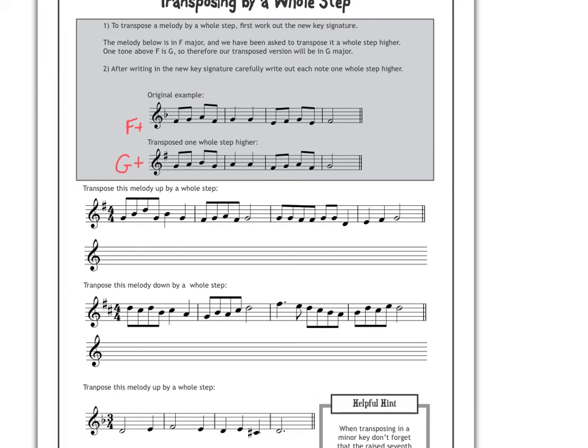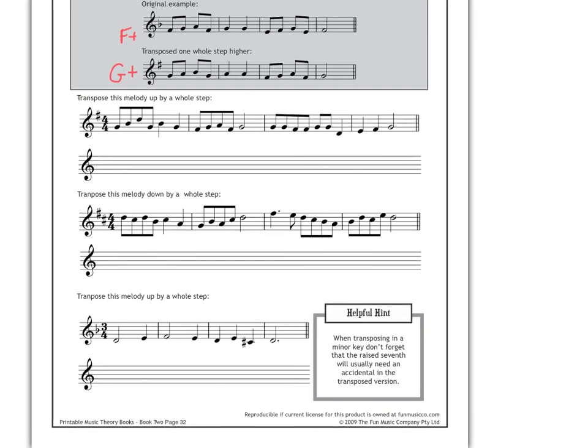So there's your short 5-minute lesson on transposing by a whole step. All right, so try using that skill. It's just 2 steps to do this. Two little steps. Transpose a melody, work out the new key by using the original tonic and finding the new tonic. And after writing that key, carefully write out each note one step higher. You're going to do it right here, transposing this melody up a whole step, transpose this melody down by a whole step, and then at the bottom, transpose the last melody up by a whole step.